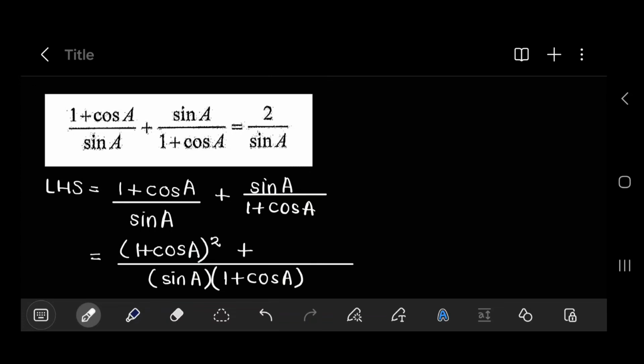We're going to cross multiply the other way. So we're going to take the sine A, multiply it across with sine A. Since the sine A here is being multiplied by itself, we can write that as sine squared A.